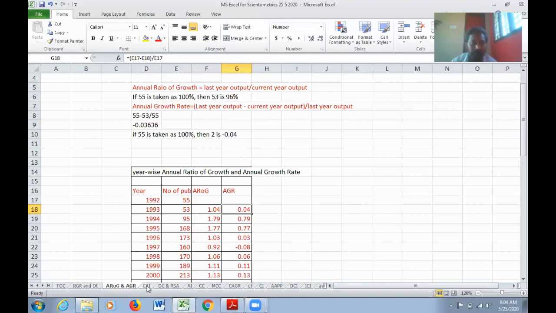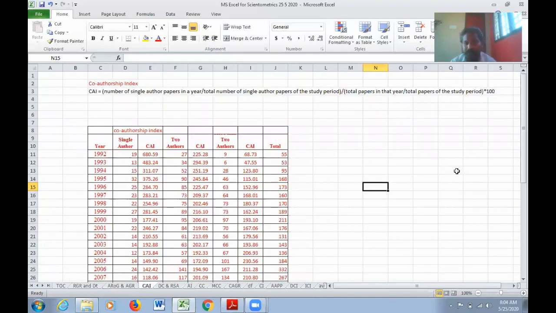Fine. Let us go to the third one. This is co-authorship index, and it says that number of single author papers in a year divided by total number of single author papers in the study period. You take these two concepts, you calculate the answer, divided by total papers in that year divided by total papers of the study period into 100. Right. See, co-authorship index can be calculated for single authors, for two authors, for three authors. This way you can calculate for all kinds of authorship pattern. You can calculate individually.